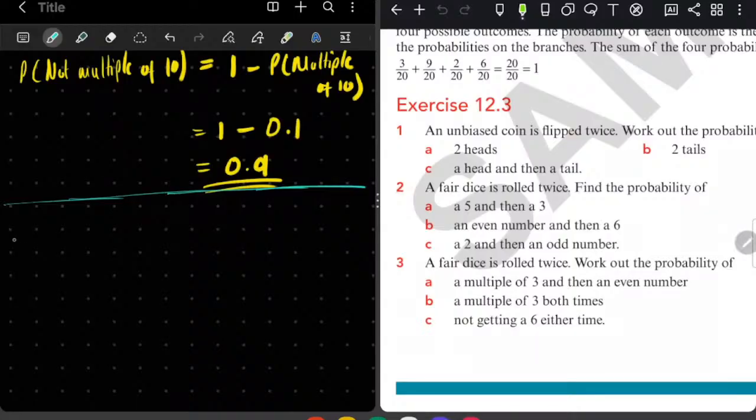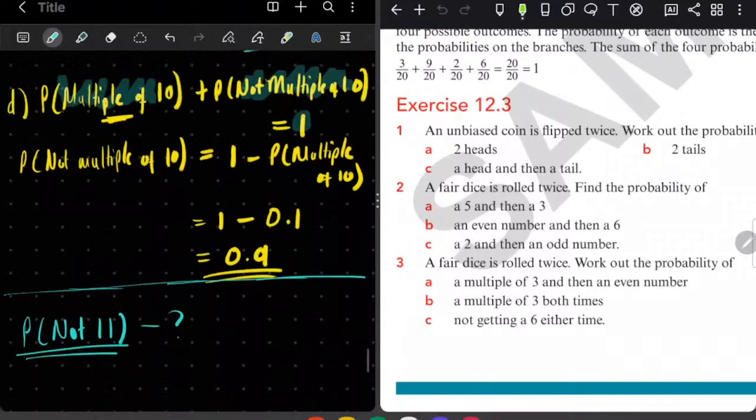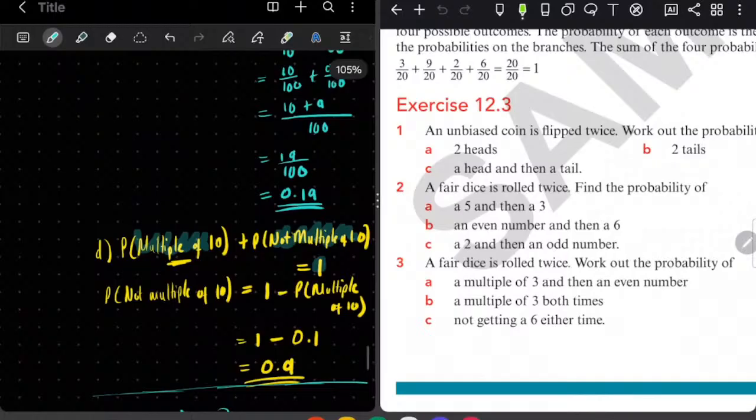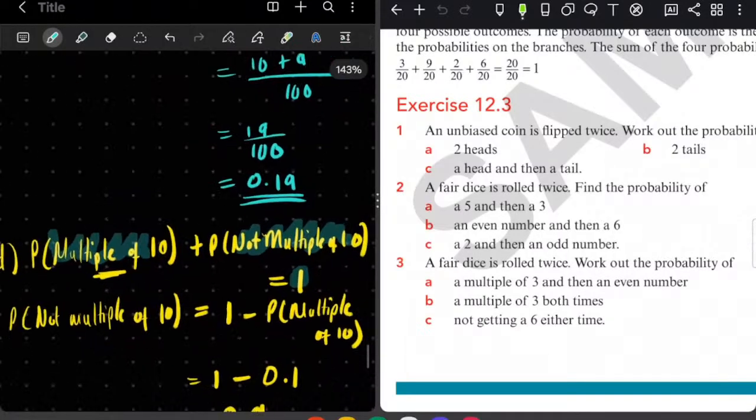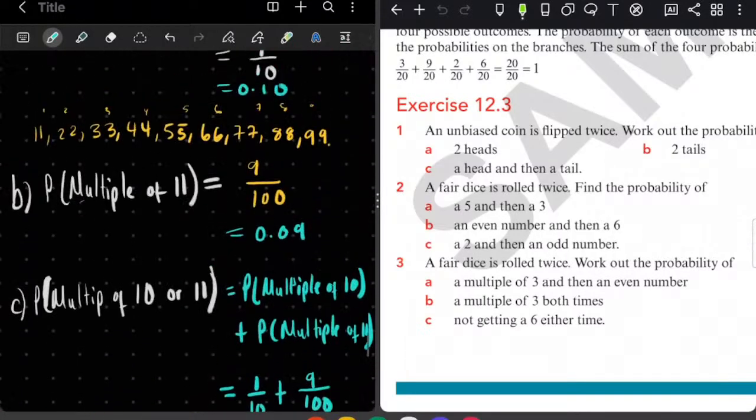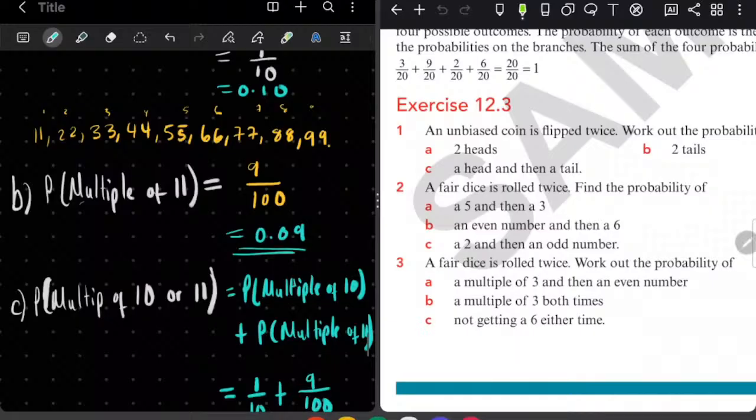Probability. Yes, let's do it. Can you please find the probability of not 11? Have you been writing the notes? Because I want my notes at the end of the lesson. Okay. So, can you find probability of not 11? Here is the probability of 11 here. Are you saying it, Vic? 0.09?